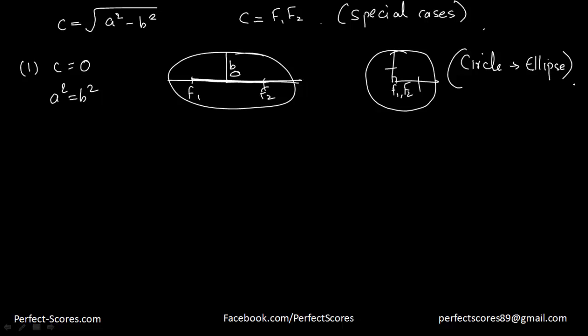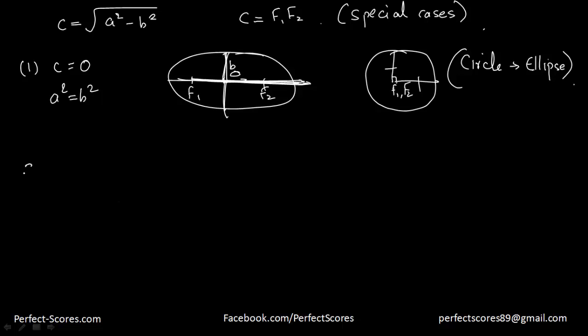Circle is a special case of an ellipse when the distance between the two focus points is actually equal to 0, because then this square becomes equal to this square, which means this becomes equal to this, and this becomes equal to this. That means we have a circle.